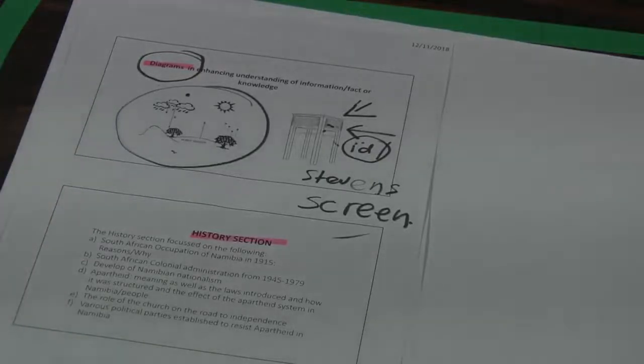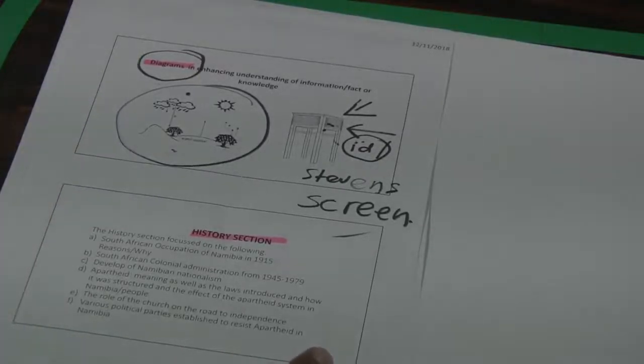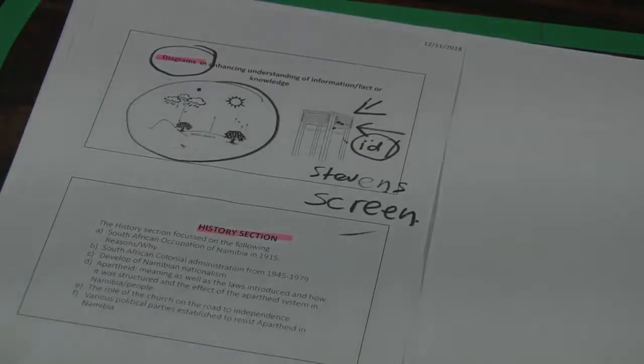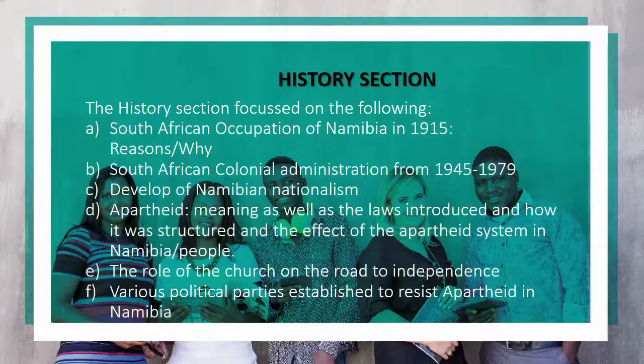Okay, if we move on to the next section, it is actually the history section. Now, what I want to draw your attention to is the fact that a lot of students, the majority of students, lose a lot of marks in this section. It seems like they focus only on geography and biology. And this is where a lot of students lose marks in the examination, because this section is usually poorly answered.